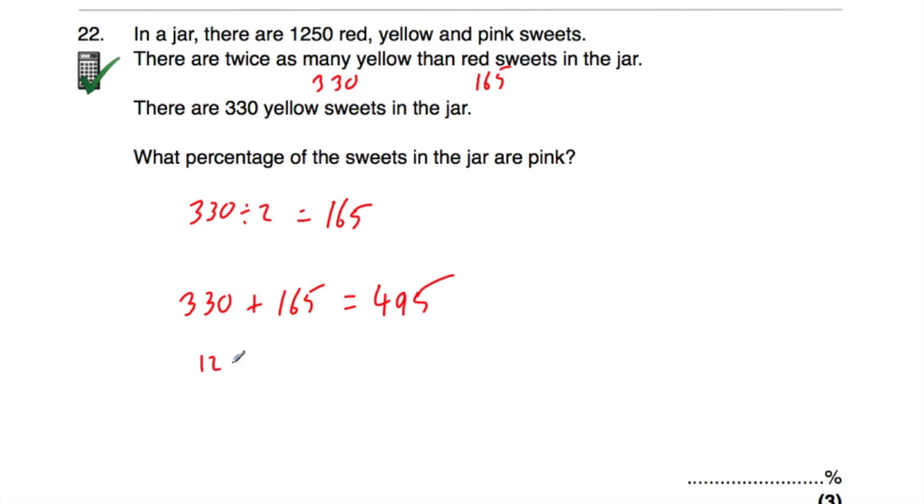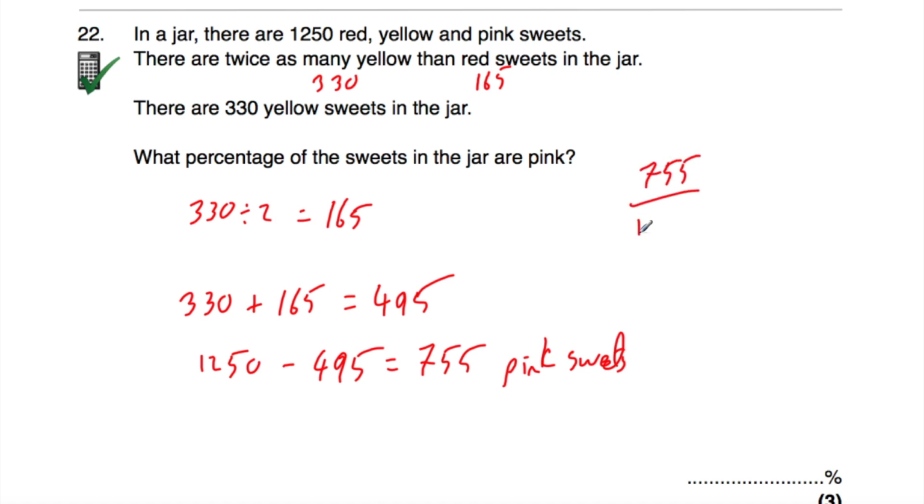And then if we take the 1,250 and subtract 495, that's equal to how many pink sweets there are. So 1,250 subtract 495 is equal to 755. So there's 755 pink sweets in the jar. Now we're asked what percentage of the sweets are pink. So that's 755 out of 1,250. And if we divide 755 by 1,250, that's equal to 0.604. So if we change that decimal to a percentage, move the digits 2 columns to the left, that'll be 60.4%. So that means that 60.4% of the sweets in the jar are pink.